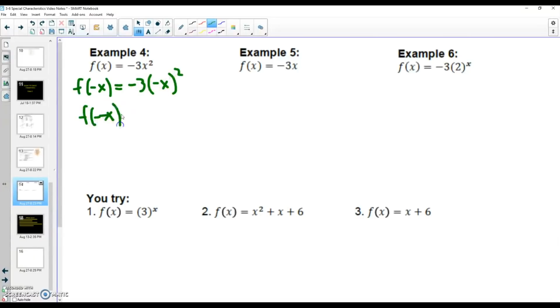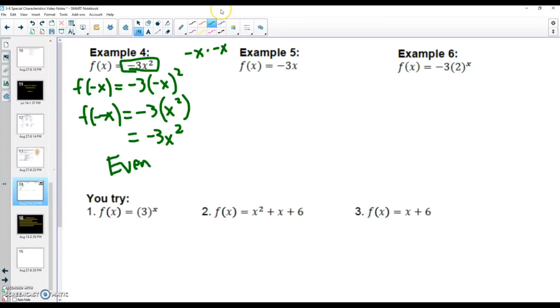When we do that, we're going to take negative x and square it. Anytime that we square something, we're multiplying it by itself. So we are taking negative x times negative x. Anytime we have a negative times a negative, that is going to give us a positive. So that becomes a positive x squared. Then when we simplify this, this is going to be negative 3x squared, which is exactly what we started with. So this function is going to be even.